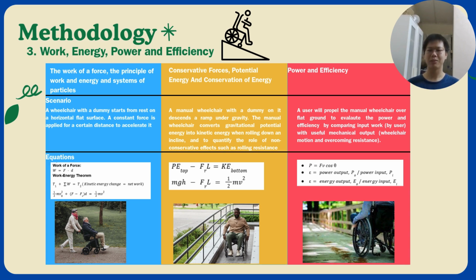In the second scenario, which covers conservative forces and energy conservation, a manual wheelchair descends a ramp under gravity to observe energy conversion and potential losses. Finally, for the power and efficiency aspect, we evaluate a user manually propelling a wheelchair across level ground to compare the mechanical input and output during acceleration.